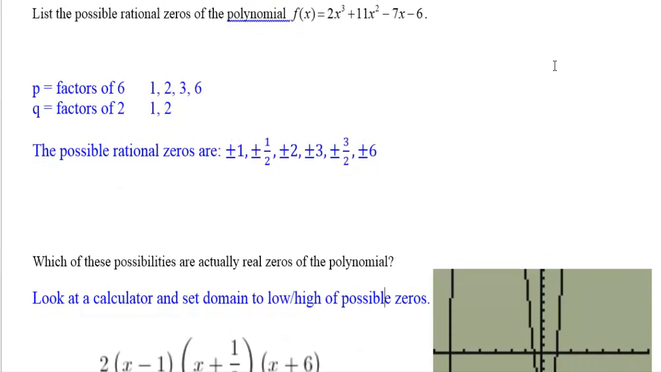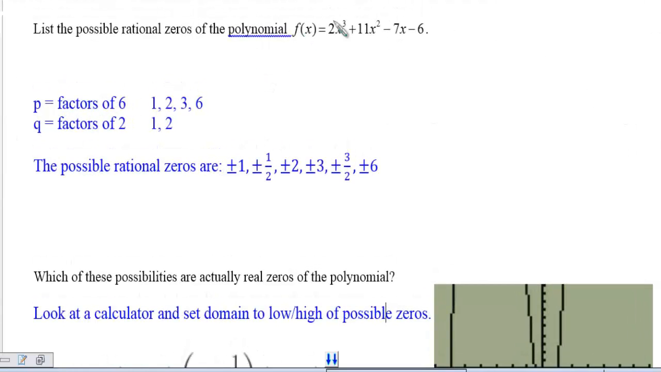So when we look at this example, I have 2x cubed plus 11x squared minus 7x minus 6. According to the theorem we just looked at, this value is going to be P, and this value will be Q, and I'm going to list all the possible factors. For the constant I have 1, 2, 3, and 6. And over here I just have 1 and 2. You see that displayed right here.